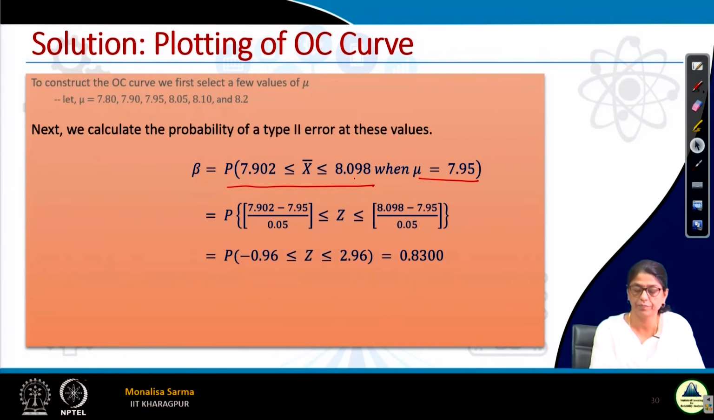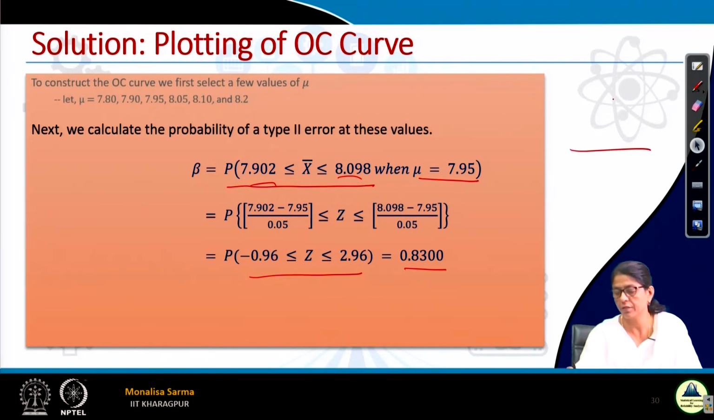That is my beta. So what is the z value corresponding to this x bar value? I can find out. So this is the z value. So what is the probability of beta? It's 0.8300. From the z table, I can find this, and I'm repeating how we find it: we got it from this portion, then this portion, and this portion minus this portion gives me this portion. Okay, so for mu equal to 7.95, my beta value is 0.8300.